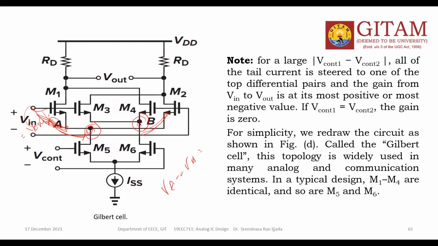Similarly, for VB, both are the same, of course. The same voltage is applied, Vin CM, minus the threshold voltage, because M1, M2, M3, M4 are all similar types of devices, so everybody has the same threshold voltage. So VGS1. And here is VGS3.